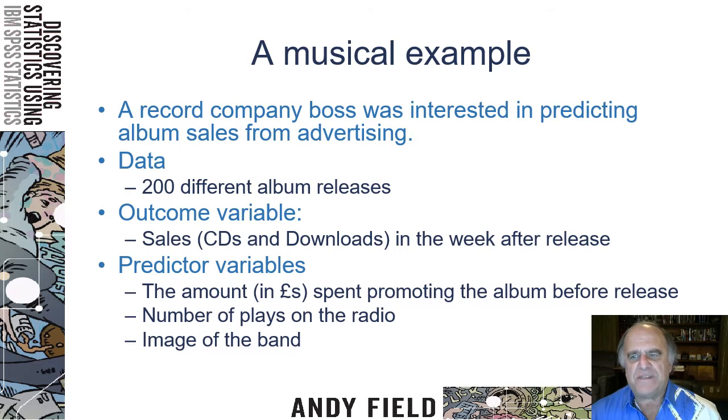So a record company was interested in predicting album sales from advertising. Again, data: 200 different album releases, outcome variable is sales. The predictor variables are the amount spent promoting the album before its release, the number of plays on the radio, and the image of the band. Of course, in this case, we're only doing a single variable regression, simple regression. So we're only going to be using one of the predictor variables.